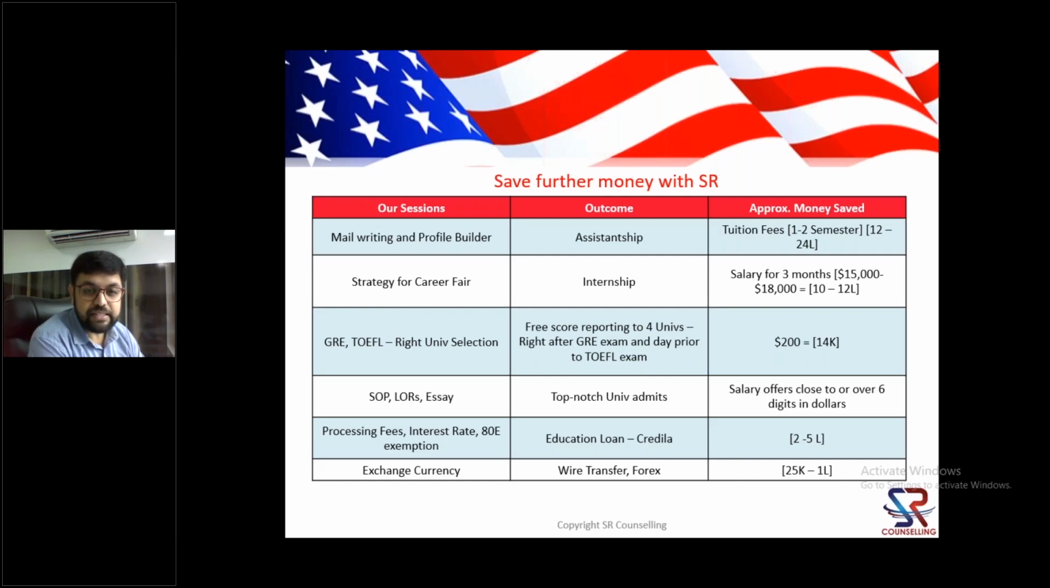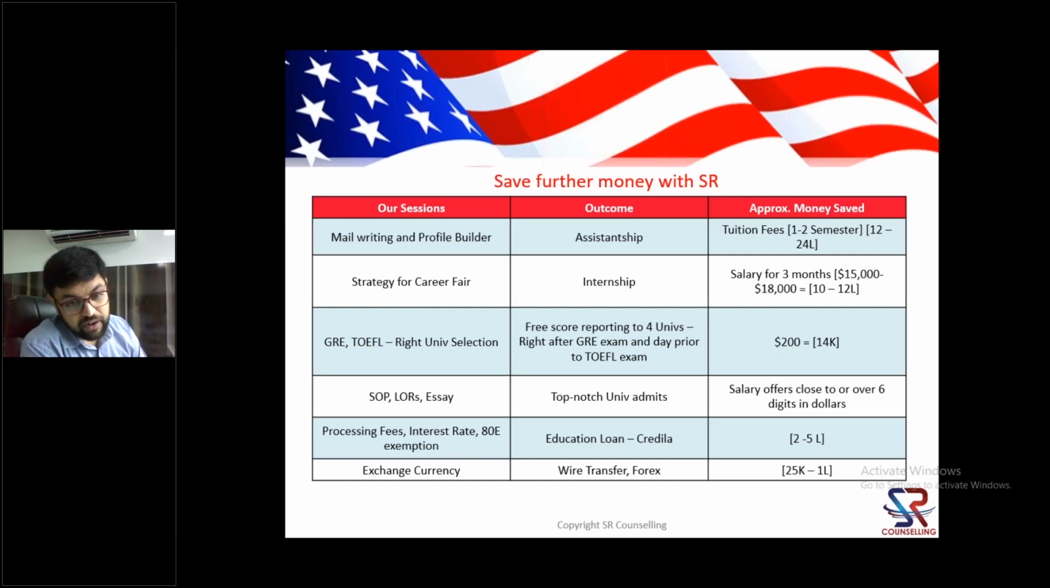We'll also be discussing the strategy for career fairs, in which I'll teach you how to apply for internships, that 3 months where you can earn somewhere between $15,000 to $18,000. Then if you're really thinking of taking professional help, enroll with someone so that you can make the right choice of universities. For your GRE and TOEFL, you get 4 free options, so you can save approximately $200 there as well.